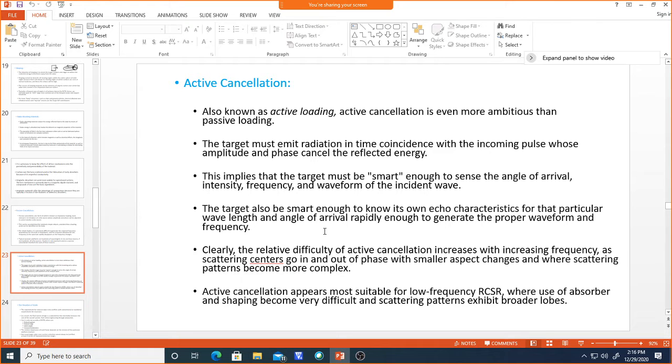Why? Because at low frequency, the wavelength of the wave will be so long that it will be large enough to reach the complete target. That's why, compared to passive cancellation, active cancellation can be easily done for low frequency designs. Where the use of absorbers and shaping becomes very difficult at lower frequencies, active cancellation will be used as a radar reduction technique for low frequency designs. This is one of the advantages of active cancellation for low frequency radar designs.